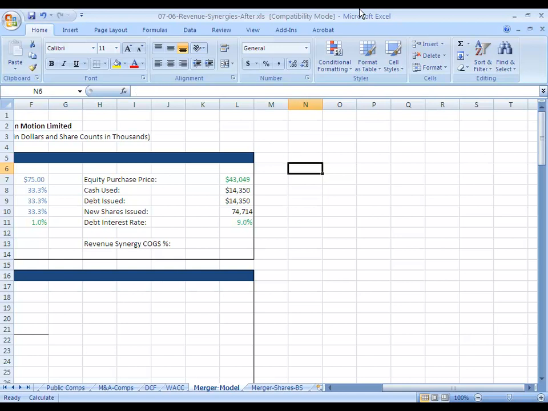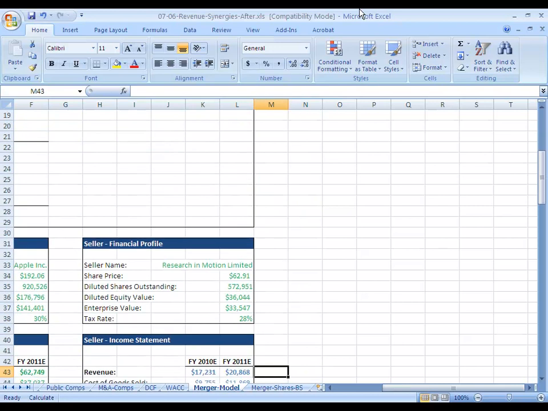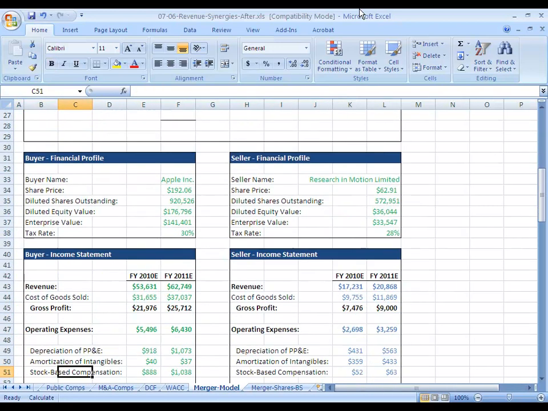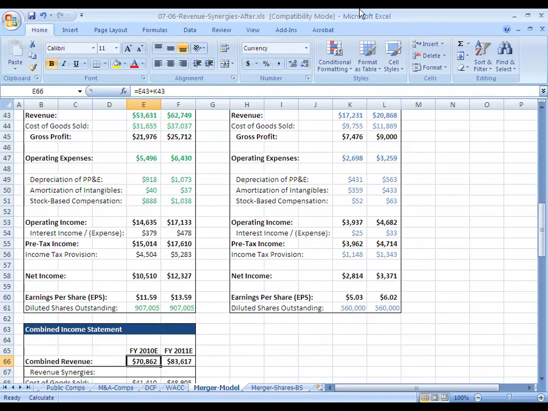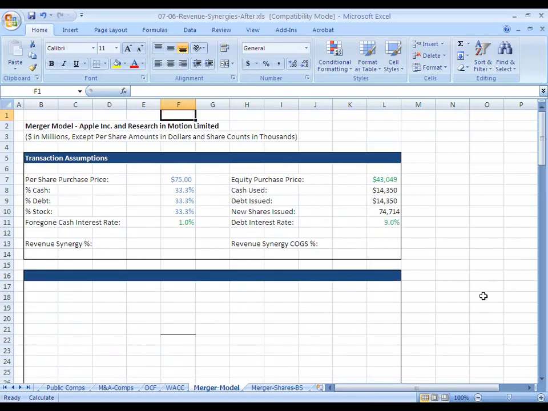So remember that in the merger model here, we had revenue for Apple and then revenue for RIM. And for our combined revenue down here, we simply added up these two numbers. And we assume that when we combine these two companies, we simply add their revenue in each year. And there's nothing wrong with that assumption, but what actually happens is when two companies merge, often the combined revenue differs from what you would expect by just combining the two companies' revenue numbers.